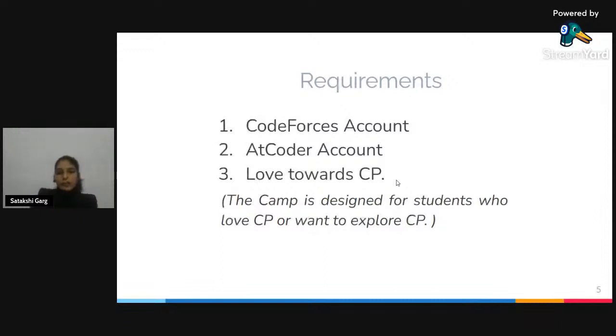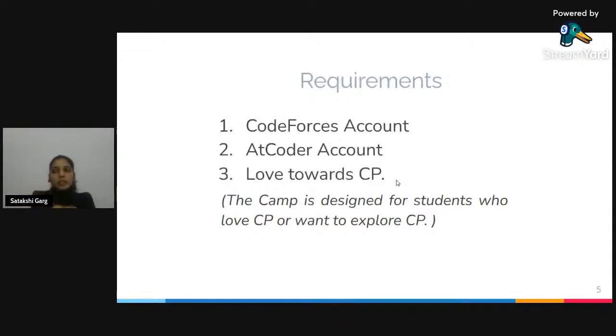So these are the basic requirements. First is the Codeforces account, second is the AtCoder account, and third, you must have that love towards CP. So this community isn't meant for people who are actually aiming to ace their coding interviews. I have no intentions for it, and there are people, and even I am preparing for various coding interviews.